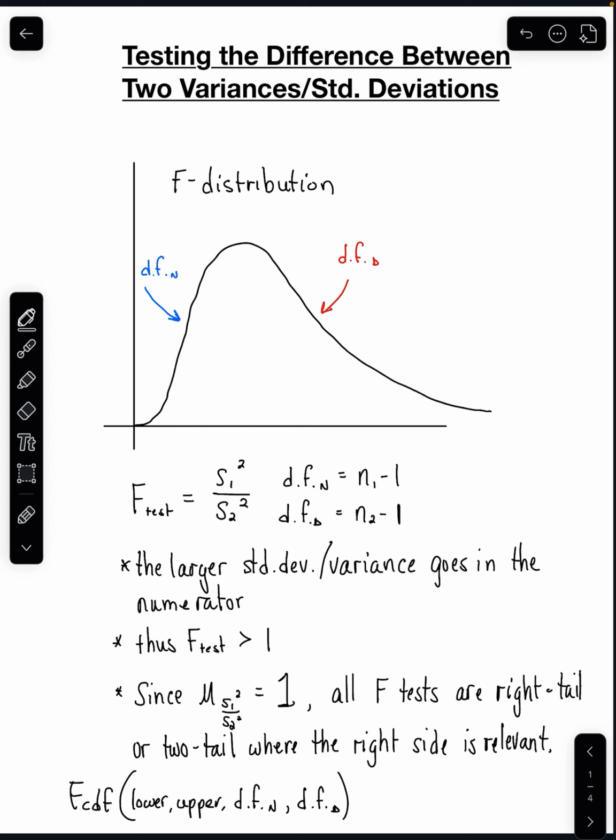Now, this being always a right tail test, it should be noted here that the upper bound will always be the calculator's version of infinity, because we will always, in these tests, be finding area to the right, either a right tail test or a two-tail test where the right side is the relevant side.